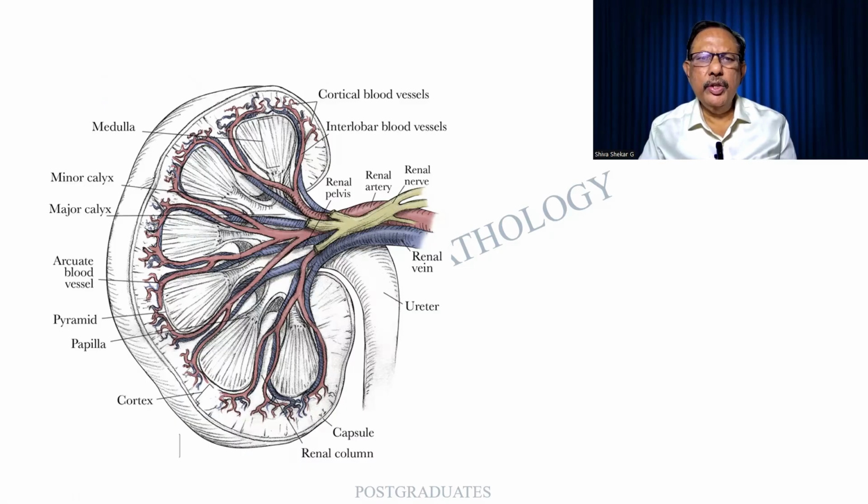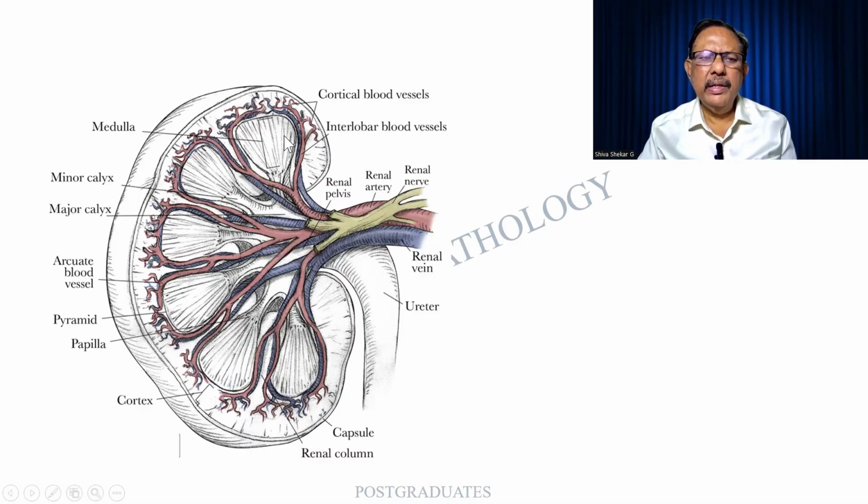Whenever we start the histology, it is better that we have a rough idea about the anatomy. You all will be knowing better than me about the vein, artery, and nerve at the hilum of the kidney. And you find that these branch and rebranch to create the arcuate blood vessels. Externally, the kidney is covered by the capsule and distinguished into the cortex and medulla.